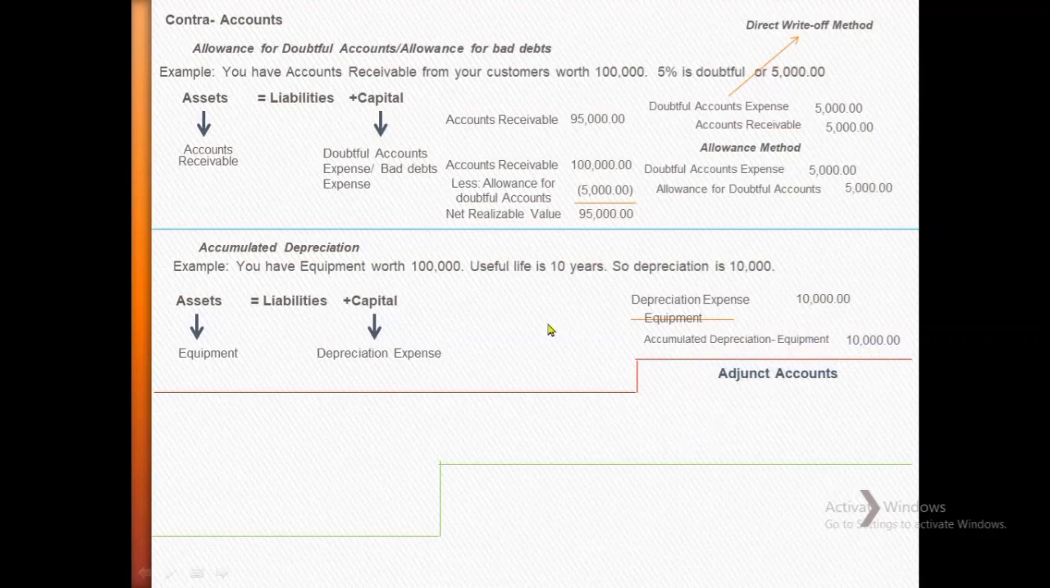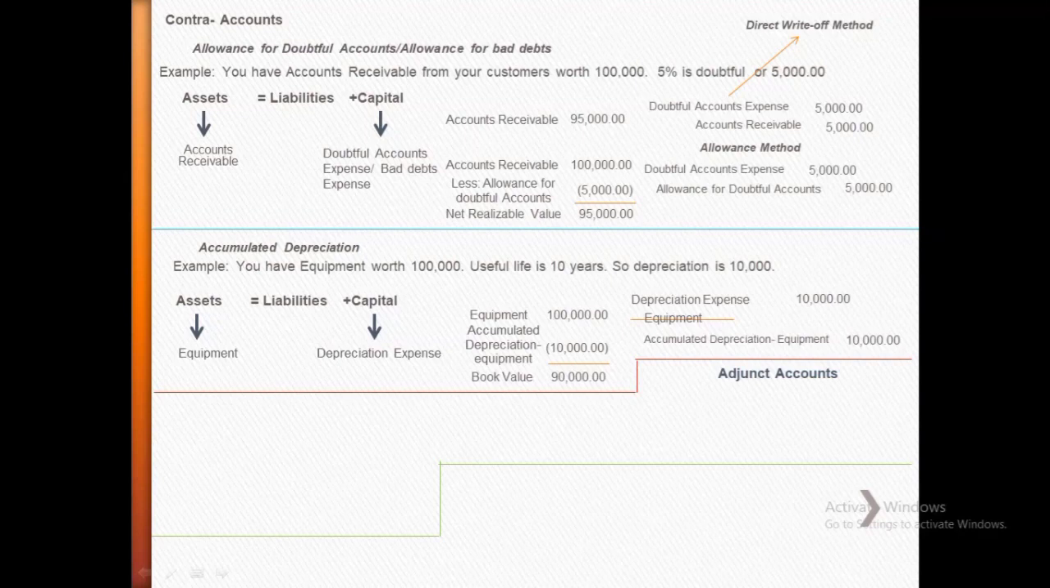So in the presentation, we're going to present equipment at its gross of 100,000 and we are going to deduct the accumulated depreciation equipment balance of 10,000. Then we will have 90,000, which is what we call the book value of the equipment.